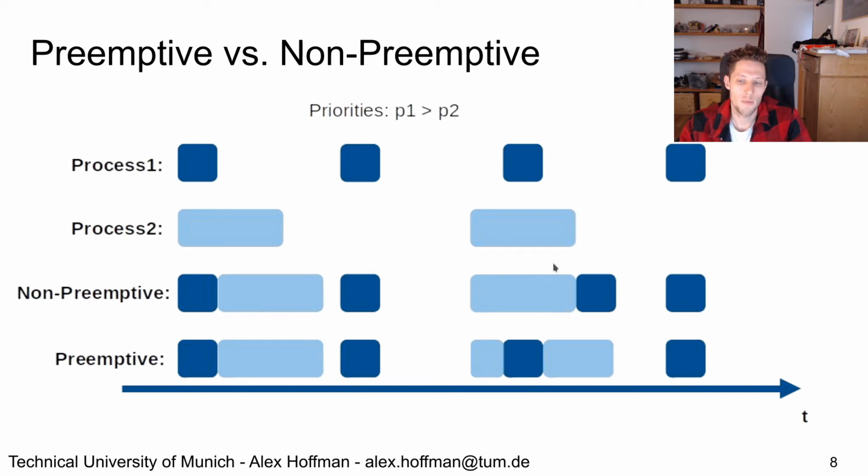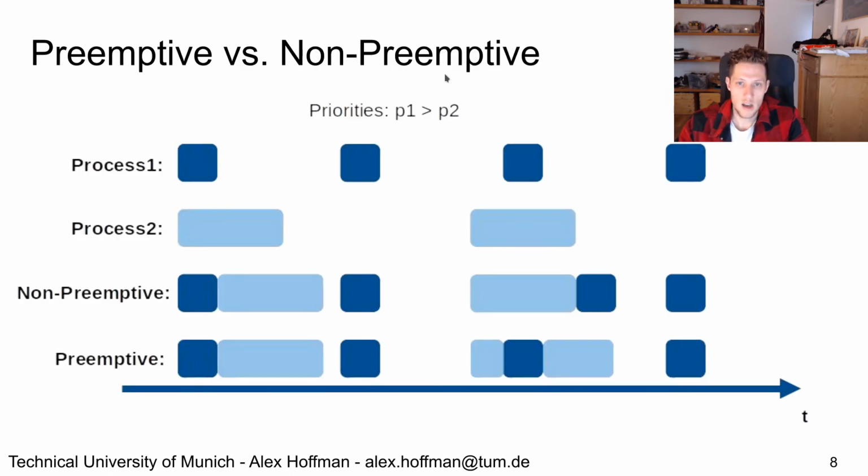Whereas on a non-preemptive system, this interruption cannot happen, and therefore process 2 finishes completing, and then process 1 is scheduled. This is the big difference: preemption allows high priority tasks to run in a more responsive manner.